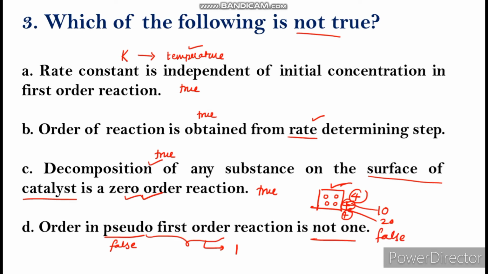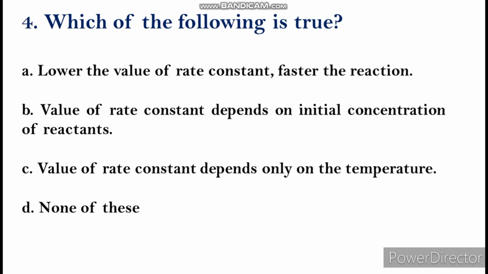They have asked which of the following is not true. So which is not true? Option D is your answer. Option D is not true. Right. Now let's see the fourth question.